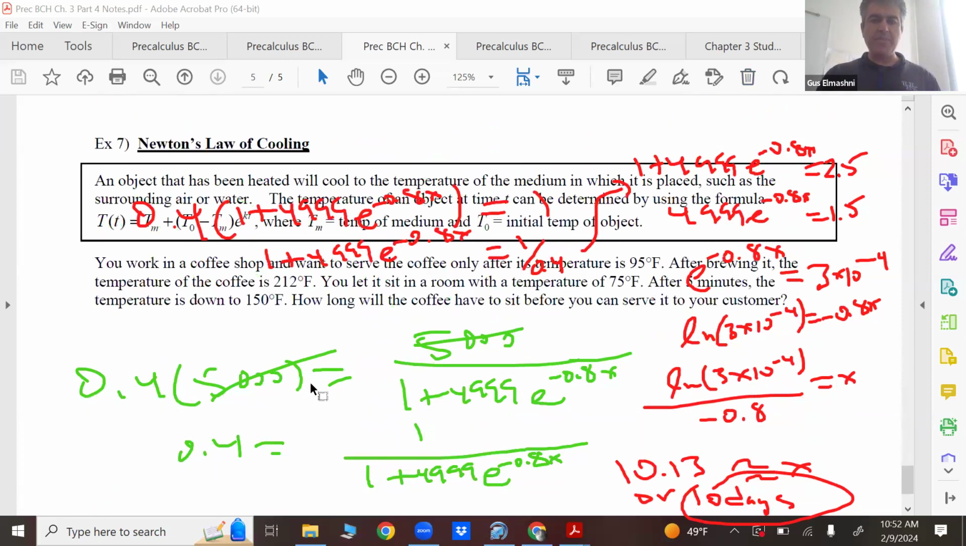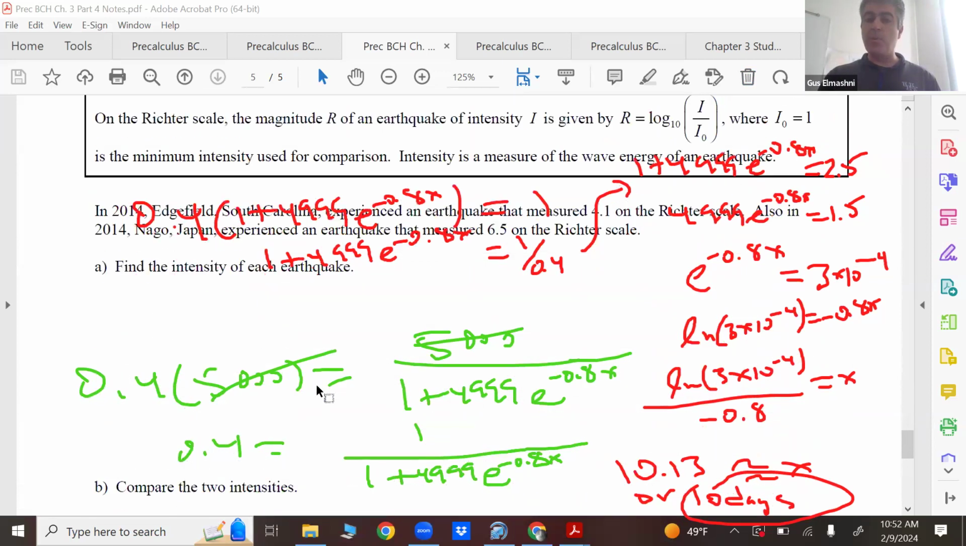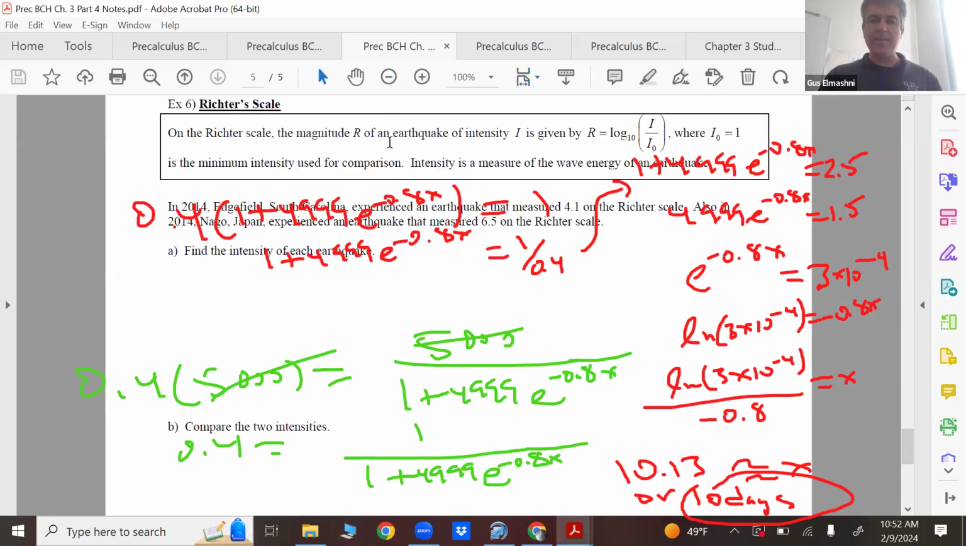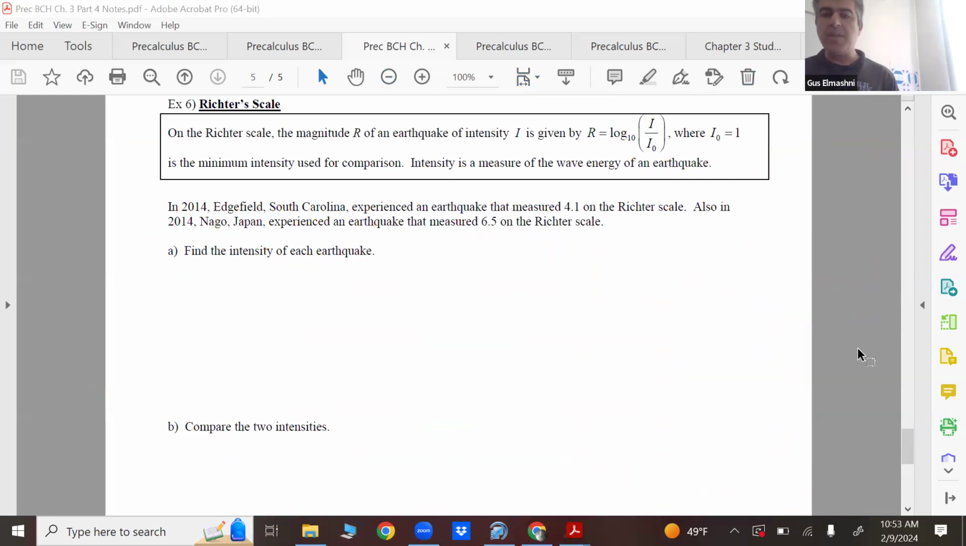Okay, last bit of stuff here. These are really cool problems. I like the Richter scale one because we tend to have earthquakes here. So Richter scale uses logs. I sub 0 is 1, meaning that's kind of the minimum intensity, the slightest earthquake you could feel. I mean, the Earth's always moving, obviously. And so I is relative to that slightest earthquake you can feel.